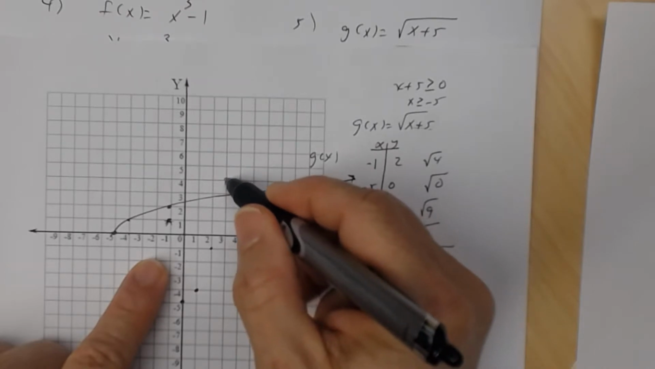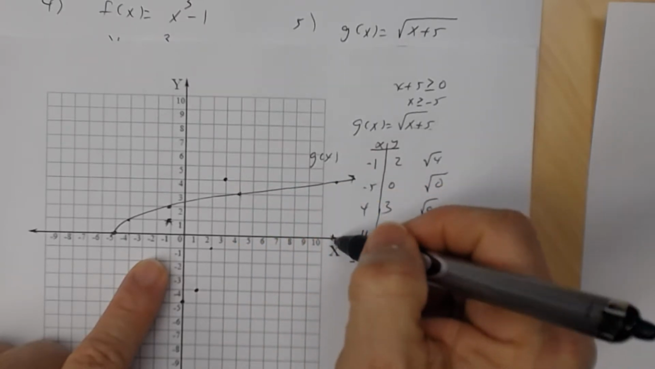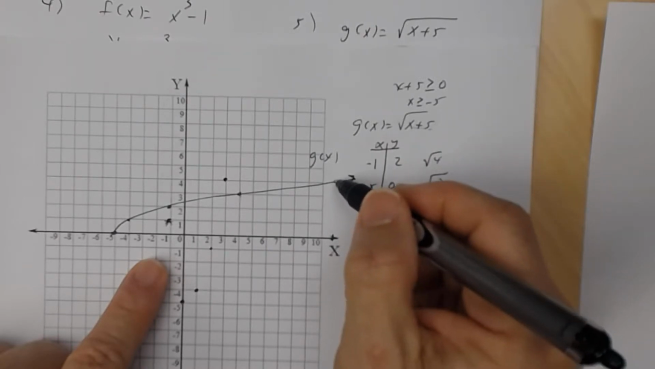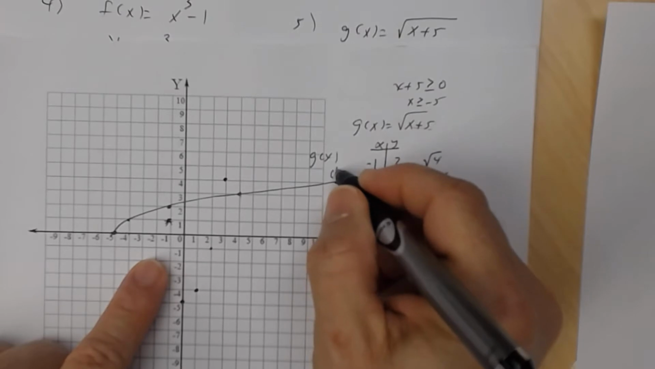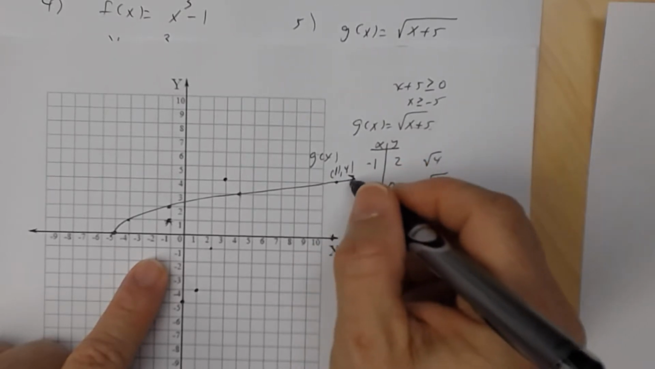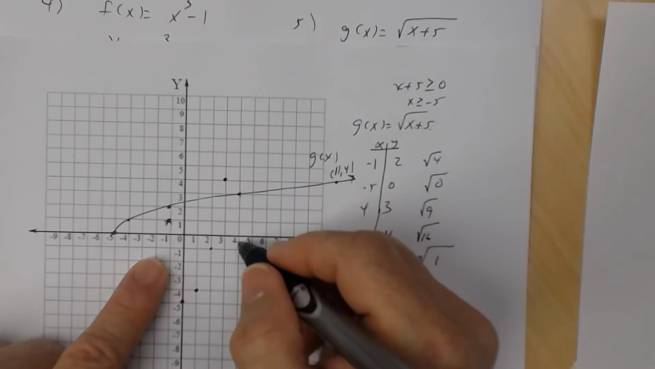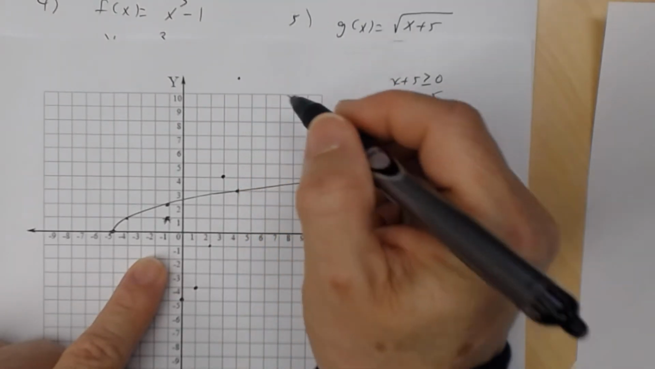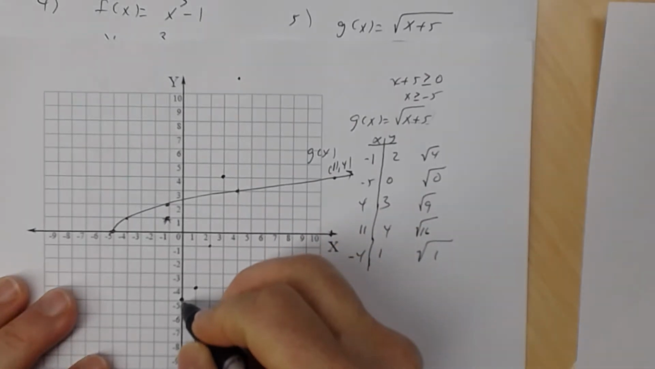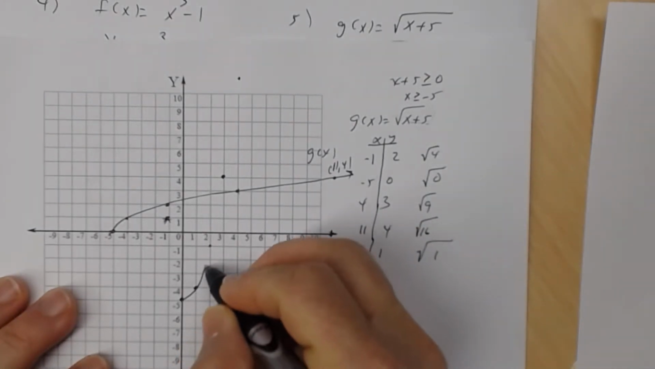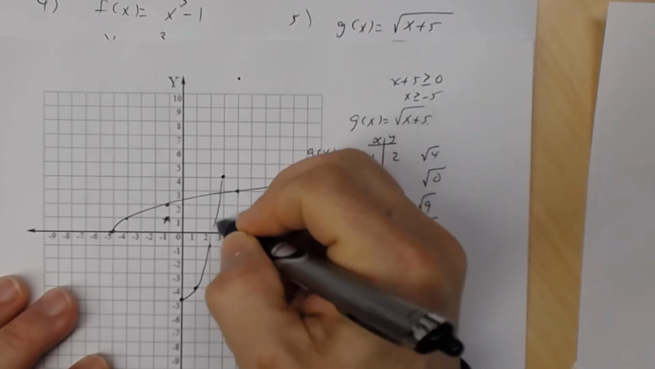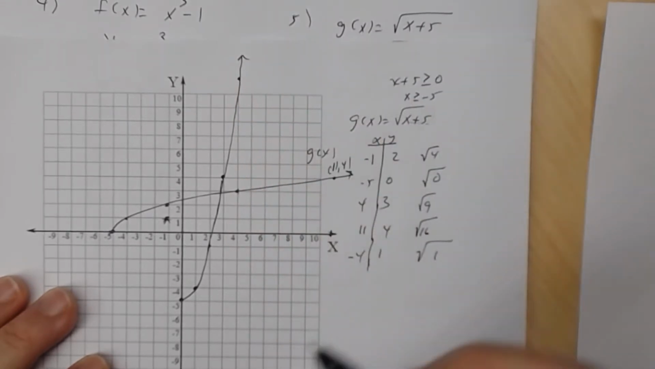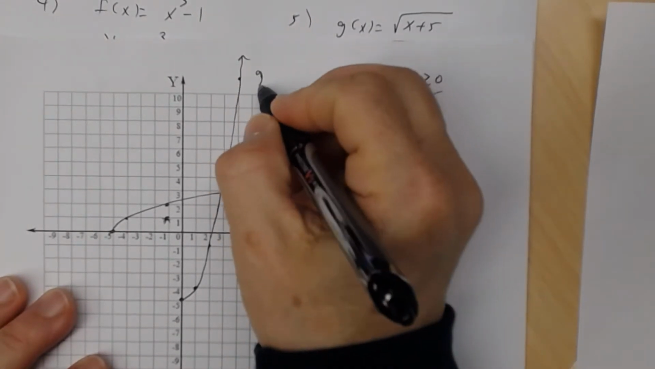If 3, 4 is on g of x, then 4, 3 is on the inverse. If this was 11, 4, I'm going to go ahead and write it. So if 11, 4 is on g of x, then 4, 11 is going to be on the inverse. So let's say that is here. All right, and so I connect them as best I can, just like this. Do the best you can. And there's the inverse of g.